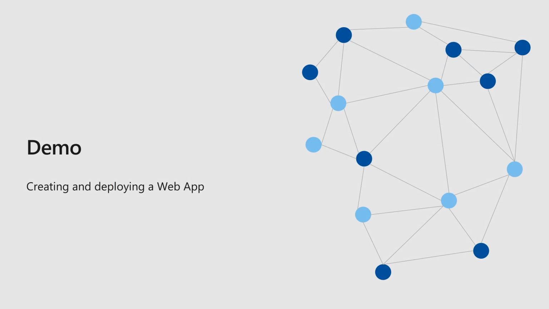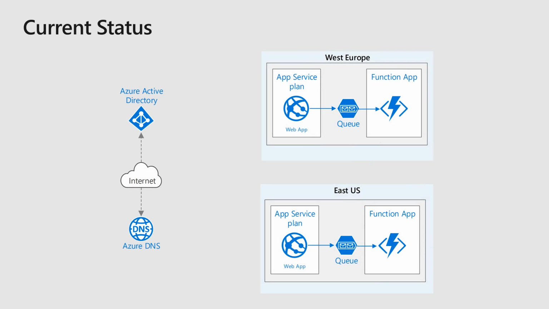So now that our demo is done, the current status of our setup will be something like this. I have West Europe and East US, and in West Europe I have an app service plan with a web app. And of course, I added some stuff there that we don't have the time to build in this session.